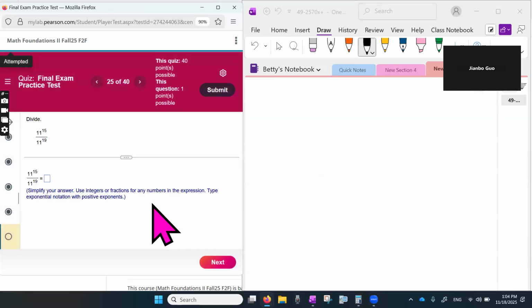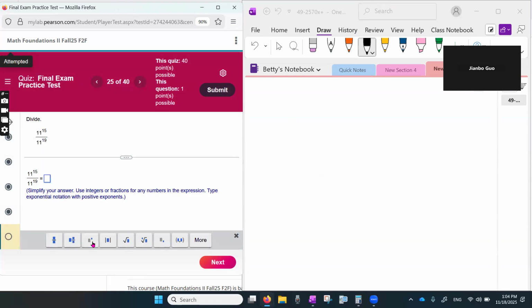Question number 25. This is the quotient rule. Since the two exponential expressions have the same base, the base is going to be 11. Oh, hold on. But the denominator has a bigger exponent compared with the numerator. So we're going to have 1 in the numerator, and we're going to have 11 to the power of 4 in the denominator. Okay, 19 minus 15 is 4. So the 4 is going to be the exponent in the denominator.